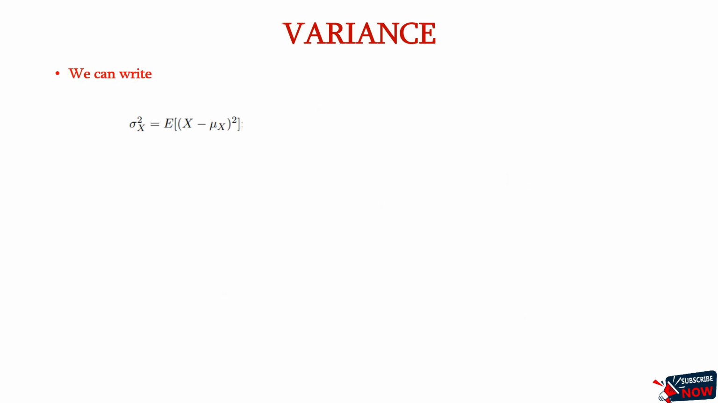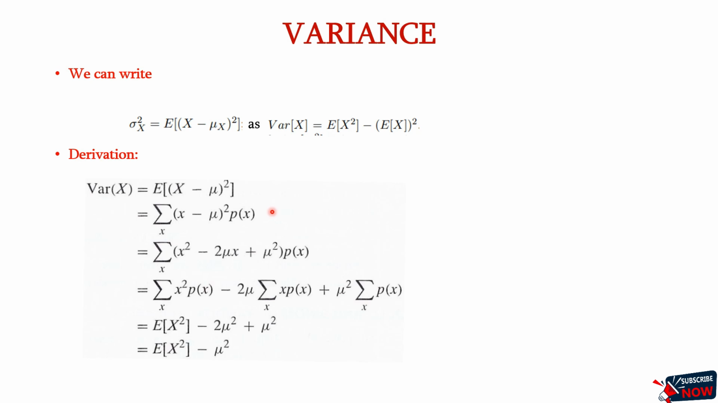We can write this variance formula E of (x minus mu x) whole square as variance of x is equal to E of x square minus (E of x) whole square. So let us see how we can derive this formula from this expression. Consider we have variance of x is equal to E of (x minus mu) whole square. We can write this expectation in the form of summation of (x minus mu) whole square into p of x. So expanding this formula, we can write it as x square minus 2 mu x plus mu square into p of x. So let us take summation for individual terms.